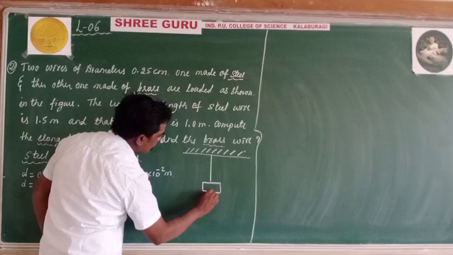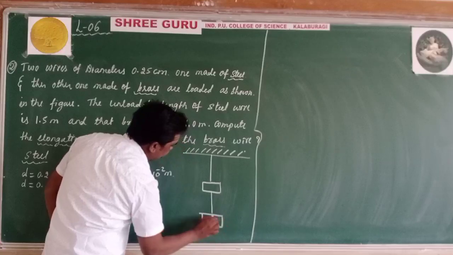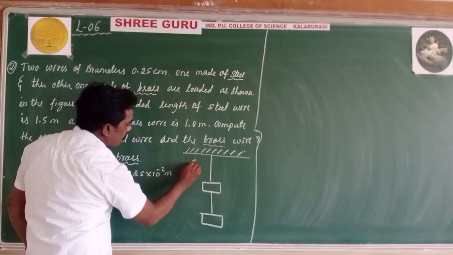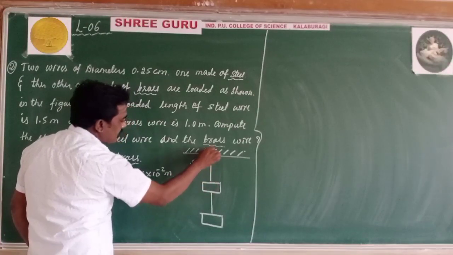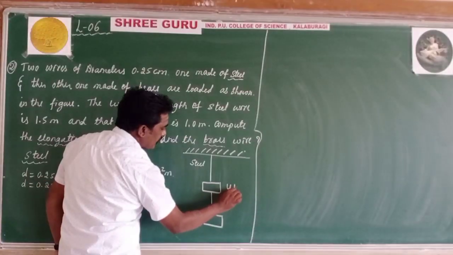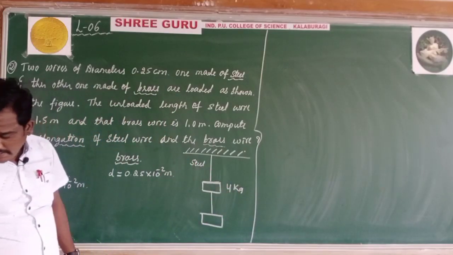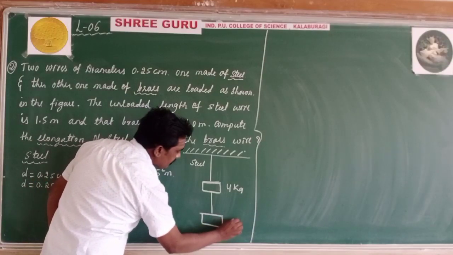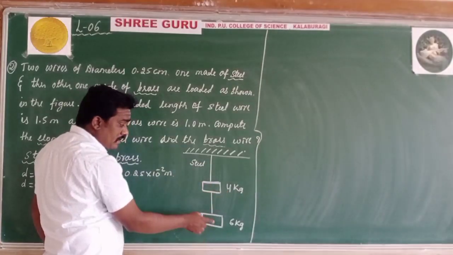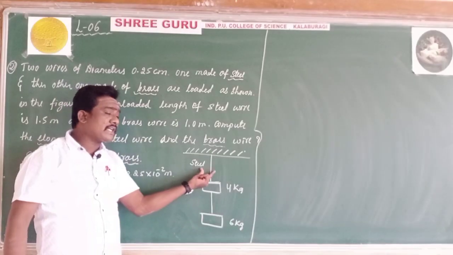And this is the load. And this is also load for, okay, this is the given diagram. The first one is steel wire, and its mass applied is 4 kg, and here is 6 kg. The steel rod is 4 kg as well as 6 kg. How much total weight is applied on the steel rod?